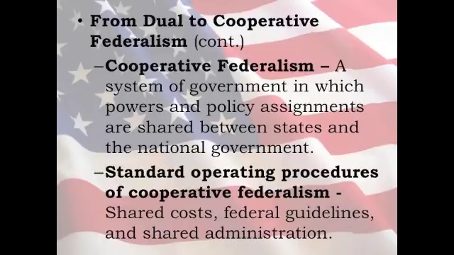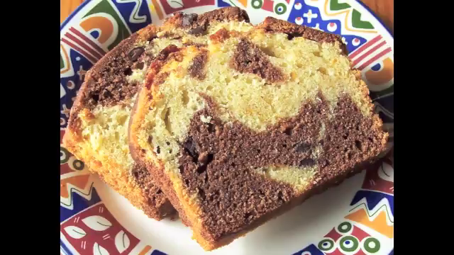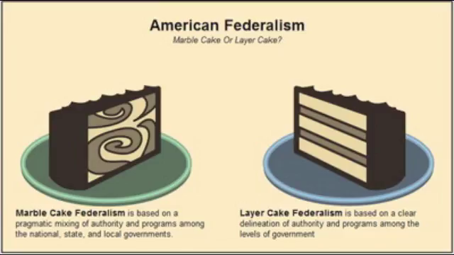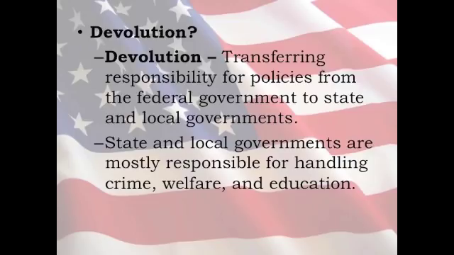For hundreds of programs, cooperative federalism involves shared cost, federal guidelines, and shared administration. Notice the picture again, and you can see cooperative federalism as a marble cake. Ronald Reagan believed that most policy responsibilities should be left to the states. Reagan opposed federal spending on domestic policies and reduced grants to state and local governments.